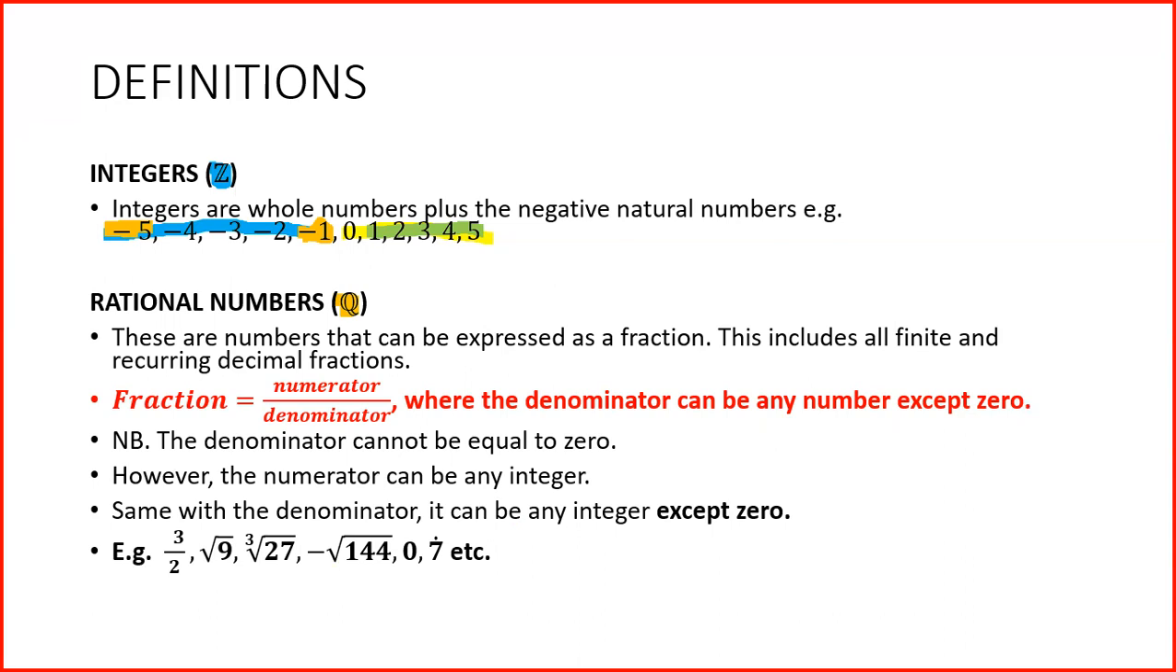Then we've got 0.7 recurring. When you see that dot on top of the 7, you must just know it can be written as 0.7777777. So it's recurring, and a recurring decimal is a rational number. It can be written as a fraction. A fraction has a numerator and a denominator.